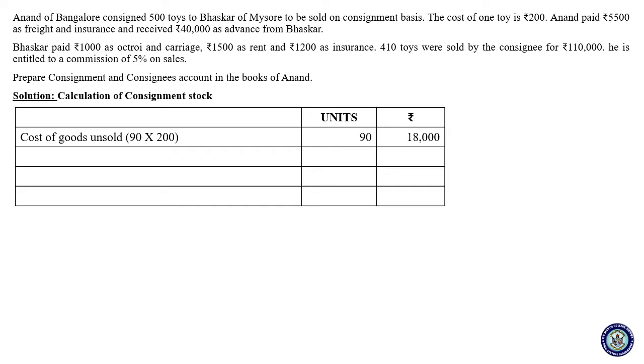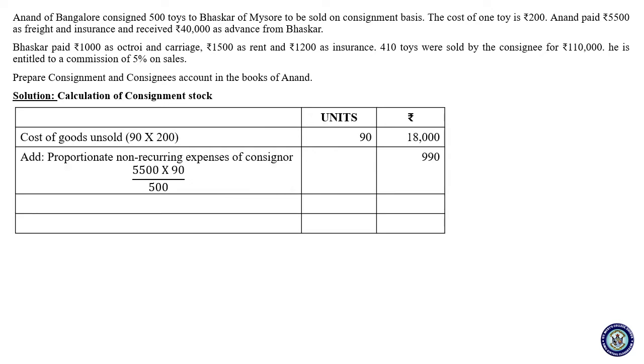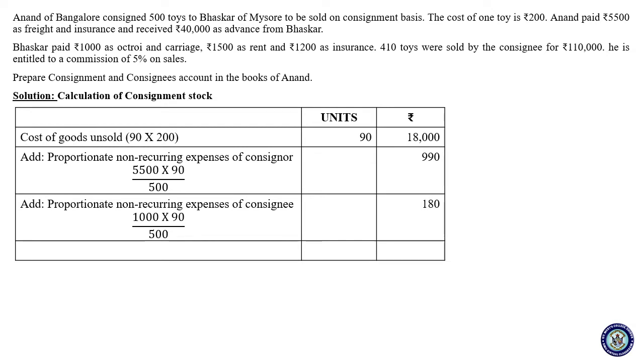So what next? Next, you have to add the proportionate non-recurring expenses of consignor. And I hope you know how to do the cross multiplication, how to calculate the proportion. So 5,500 is the total expenses incurred by consignor, that is for 500 units, and you want the proportion, that is for 90 units. Same way, proportionate non-recurring expense of consignee. The consignee incurred 3 expenses. In that, only one is non-recurring, that is octroi and carriage. So 1,000, that is non-recurring. If you do the total, we'll get the consignment stock value.